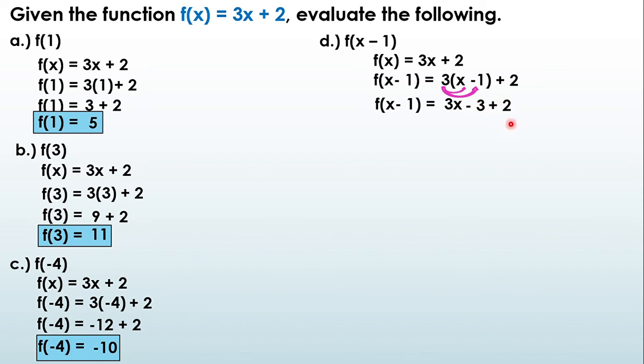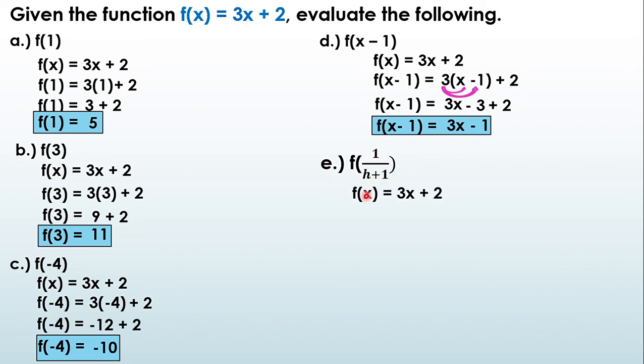Alright, so combine like terms. So, constant term yung negative 3 at saka yung positive 2. So, combine like terms. So, f of x minus 1 is equal to 3x. Then, negative 3 plus 2, we have negative 1. Next, for letter E, so let us evaluate f of 1 divided by h plus 1.